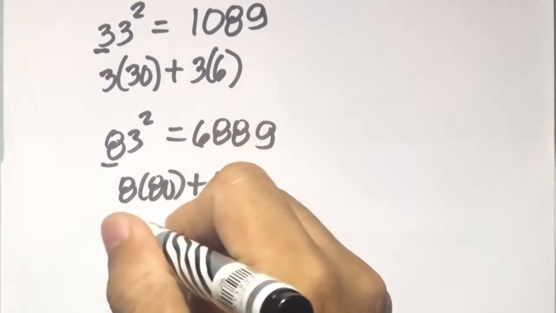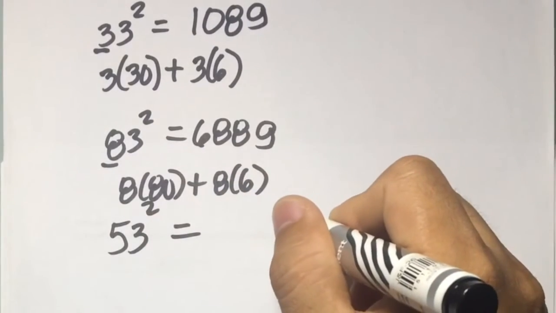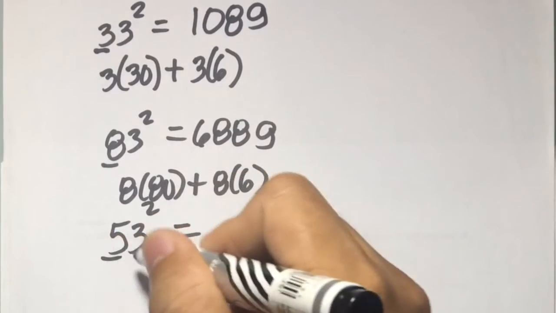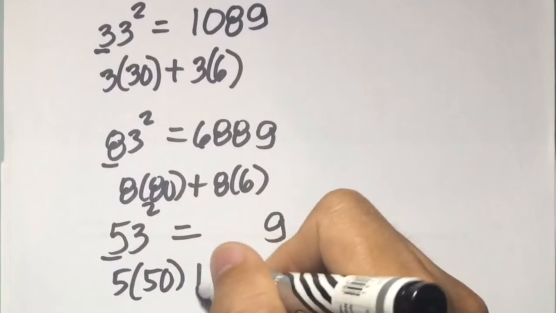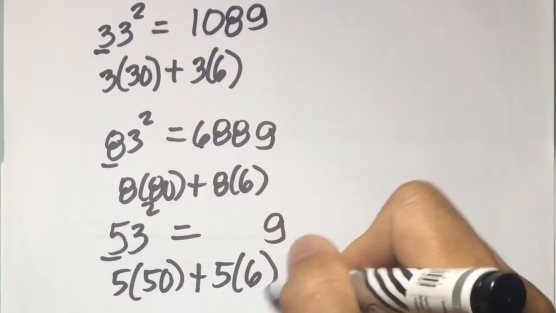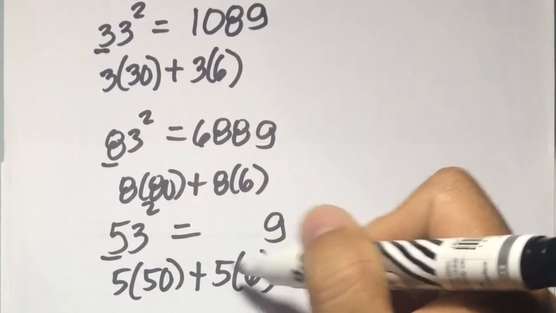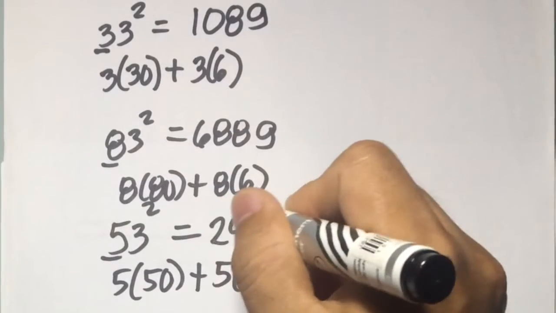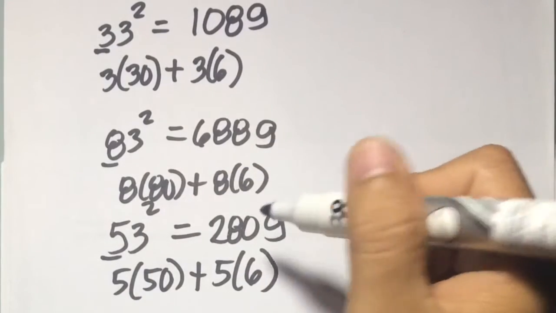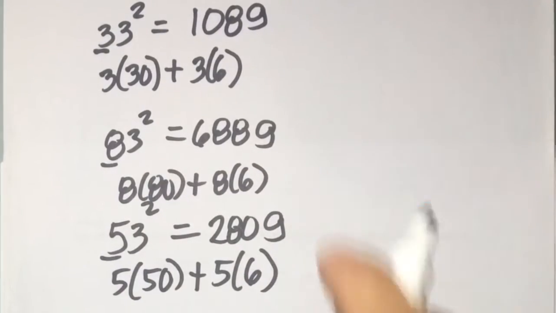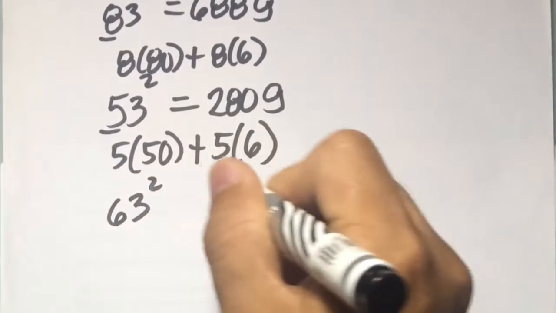Okay, let's have 53 squared. So you're going to put here 9. Then the first digit is 5, so you're going to have 5 times 50 plus 5 times 6. So 5 times 50 is 250. 5 times 6 is 30. So 250 plus 30 is 280 here. So 53 squared is 2,809.